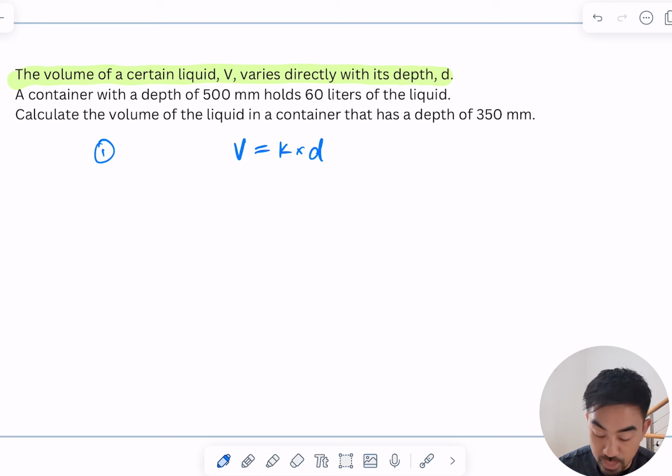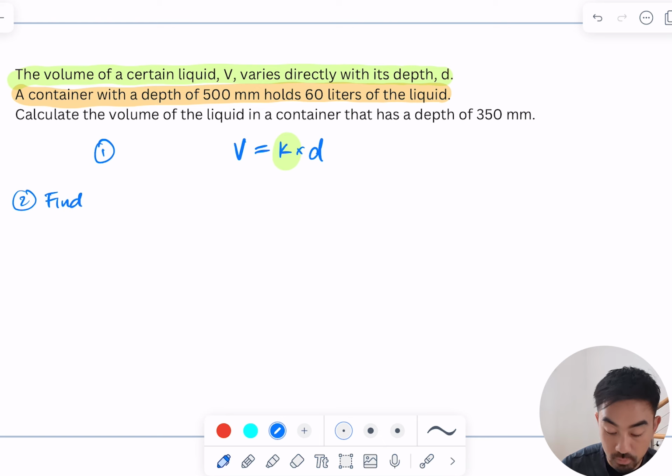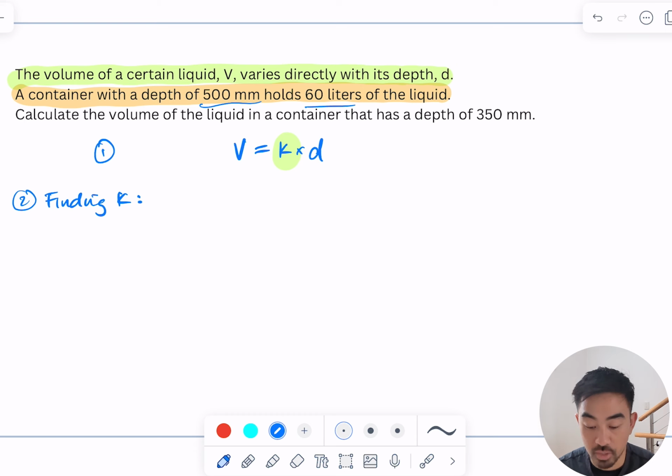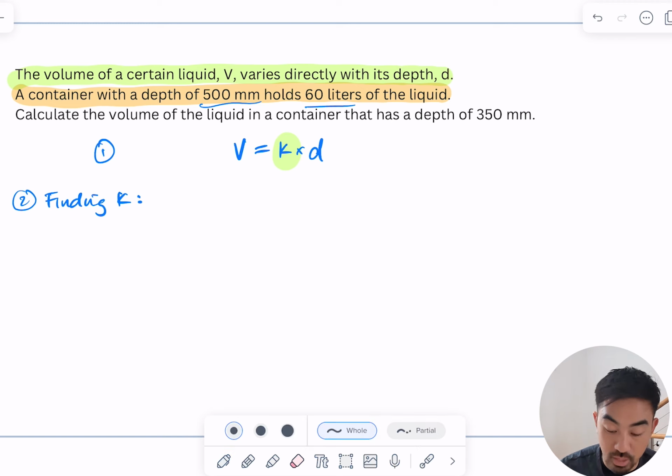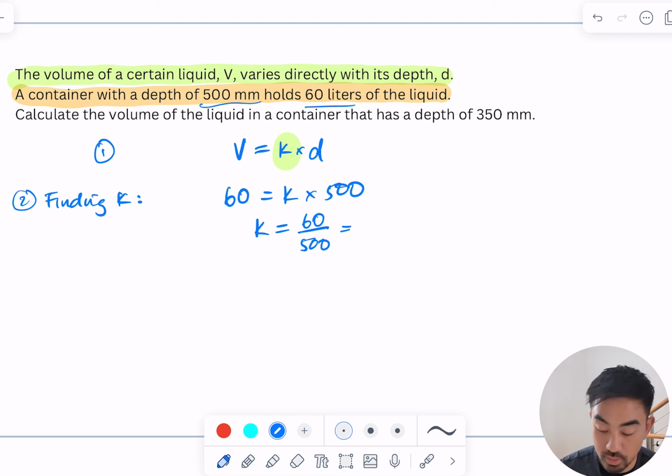Now step two is we need to actually find this K using this second sentence here. So the second part is finding K. We do that by substituting these numbers into what we've got so far. So a container of depth 500 millimeters holds 60 liters. So 60 represents the V, that's the volume. K times D, which is the depth, that's 500. And now I can find K, right? It's just a simple equation. So 60 over 500, that's going to be 6 over 50. Simplify that is 3 over 25.